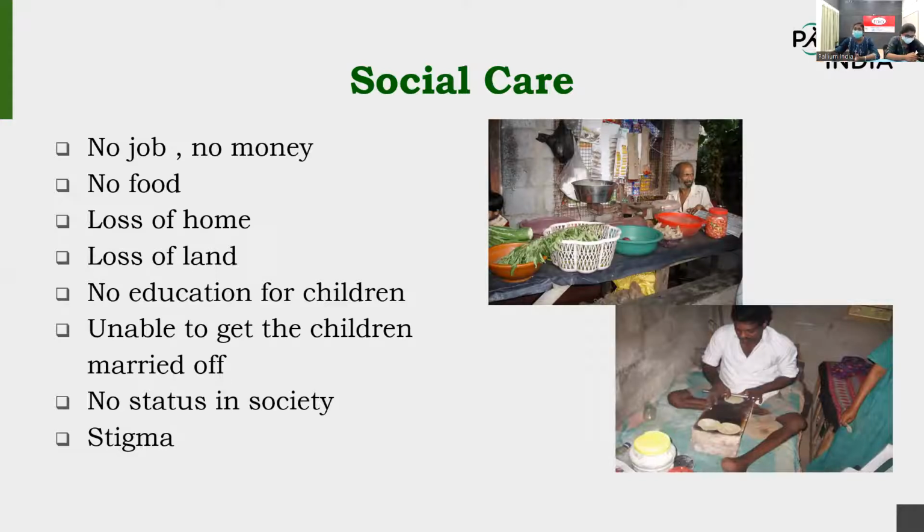Then they will lose their home, land, etc. If there is no money, due to the repeated admissions and follow-ups, they can't educate their children properly due to financial constraints, and they are unable to get the children married off, and they will not get a status in the society, and they will feel stigma.